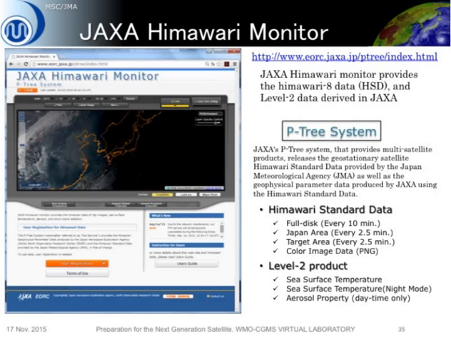This is JAXA's website called Himawari Monitor. They prepare a Himawari 8 data monitoring page. On this page, you can monitor Himawari 8 imagery and level 2 products that are derived by JAXA. With registration, you can obtain Himawari 8 historical data. Since JMA data services are limited to near real-time data distribution, this service is very useful for historical data acquisition.